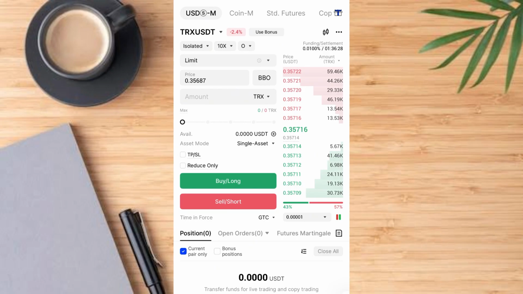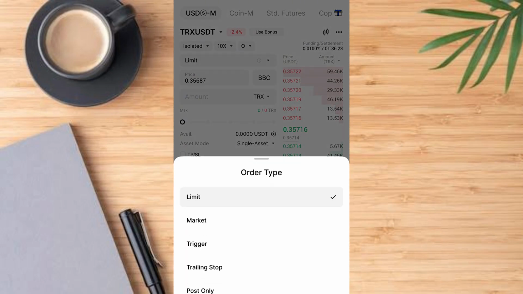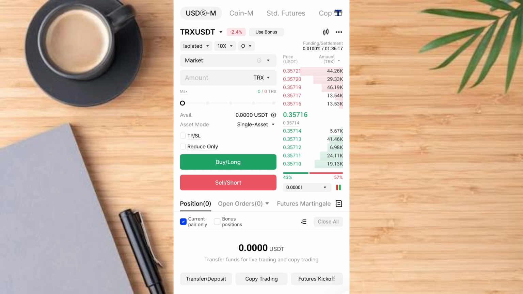Now that I've said all this, then you see limit order. Tap on the arrow at the front of limit order. You have so many orders here, but guys, I'll cover just two: the limit order and the market order, because these are the common trading strategies you usually find on the internet. Now let me talk about the market order. The market order means you're going to buy at the current price of any token you are trading, and the current price of TRX in this instance is 0.35726 cents.